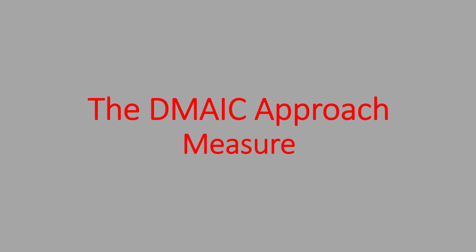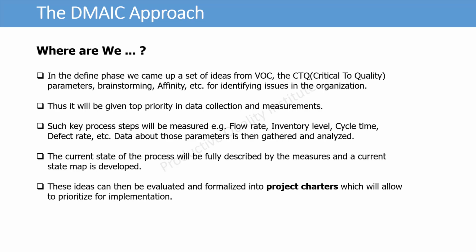Ladies and gentlemen, we will start our first lecture in the second phase of the Lean Six Sigma project, the measure phase. In the define phase, we came up with a set of ideas from VOC, the CTQ critical to quality parameters, brainstorming, affinity, etc. All the ideas will be used for identifying issues in the organization.